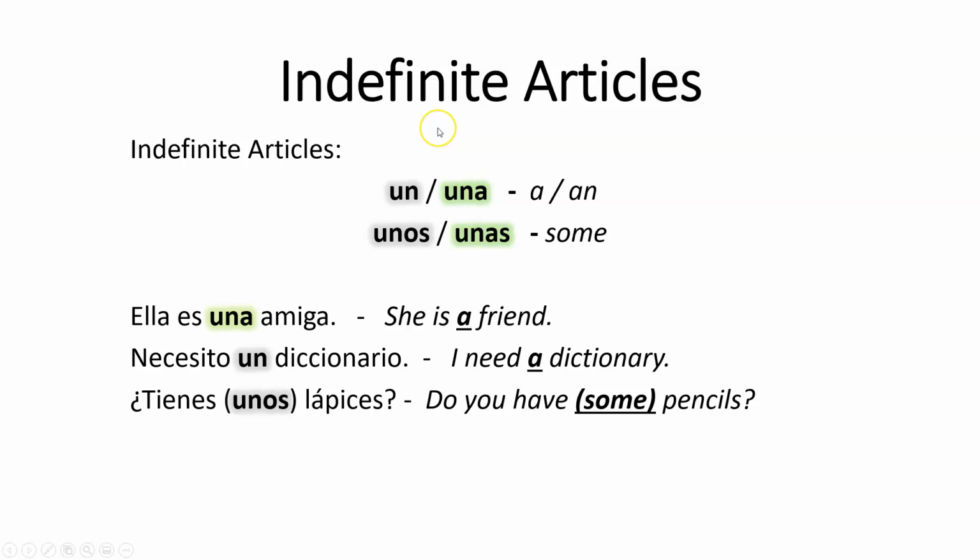Indefinite articles, when you're not sure of what you're talking about, like a book or some books, right? So un and una mean a or an, and unos or unas mean some. So instead of saying she is the friend, ella es una amiga. She is a female friend. And notice it's una because it's amiga.